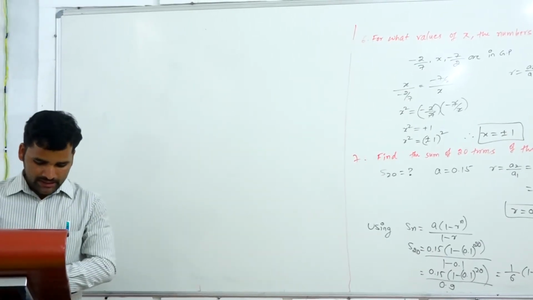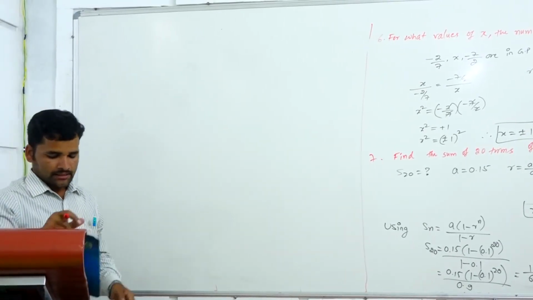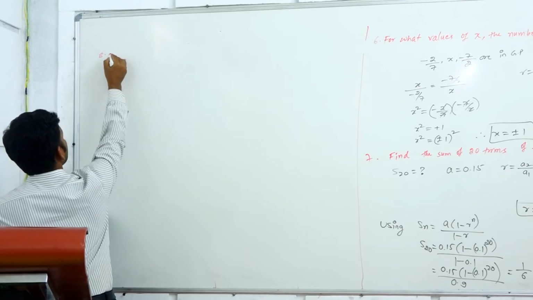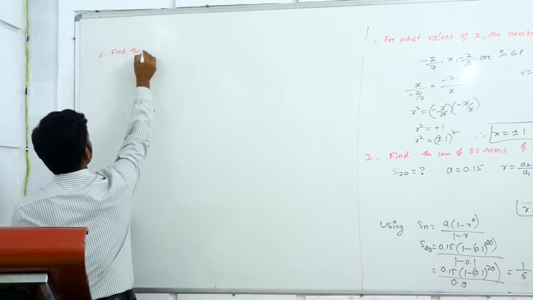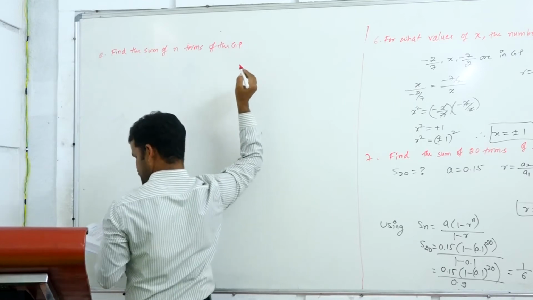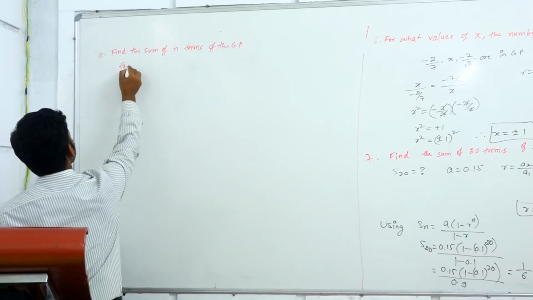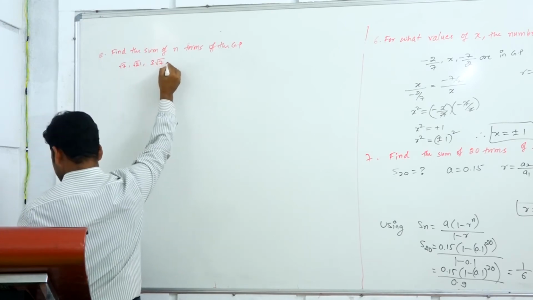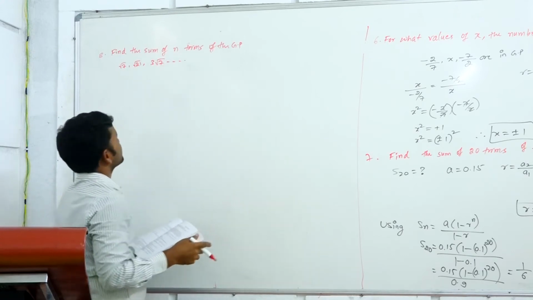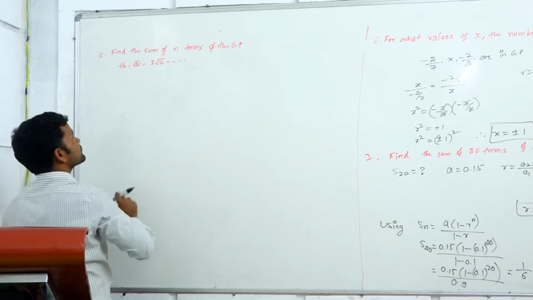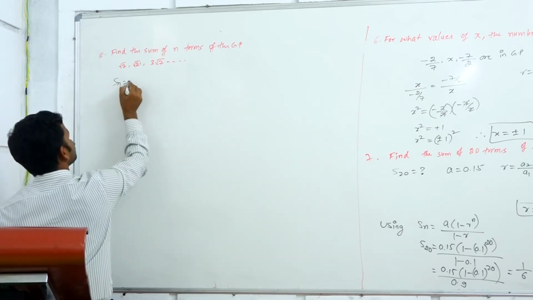Now go to problem number 8. Find the sum of n terms of the GP root 7, root 21, 3 root 7, and so on. Find the sum of n terms is the question, means Sn we have to calculate. Sn is equal to question mark here.